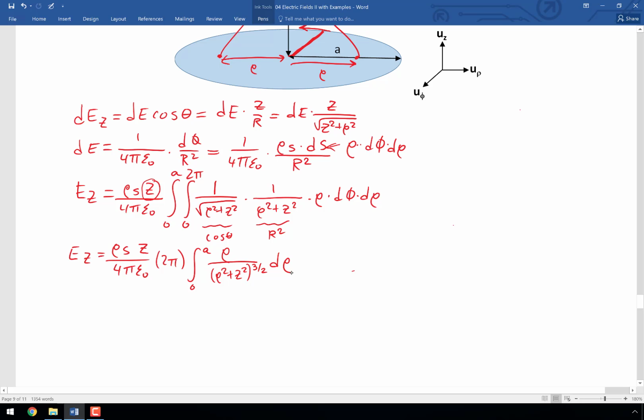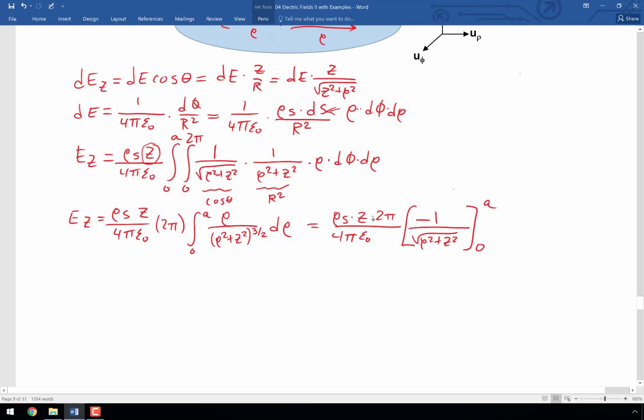And that's another integral that is available in your table of useful integrals. This then works out to be rho sub s times z times 2 pi divided by 4 pi epsilon 0. And then here's what that integral is equal to. It's minus 1 divided by the square root of rho squared plus z squared. And that needs to be evaluated between 0 and a.